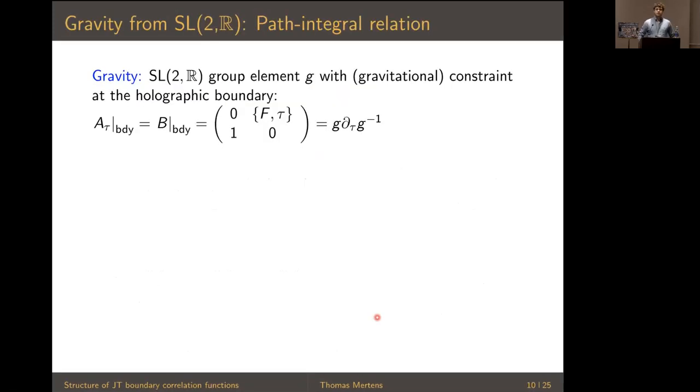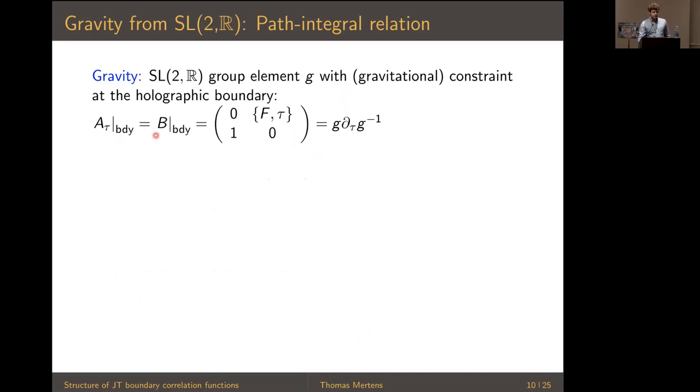Okay, so now let's go to gravity. I will be relatively sketchy here because there are lots of technicalities and subtleties that appear. But what you need to do is get gravity from the SL2R group element, but there needs to be an additional constraint at the holographic boundary, a gravitational constraint, which you can parameterize in this way.